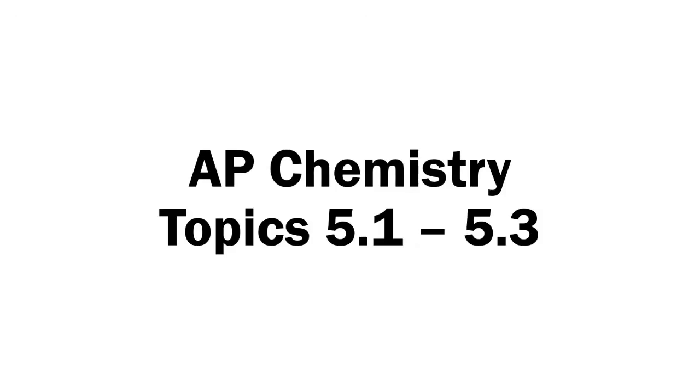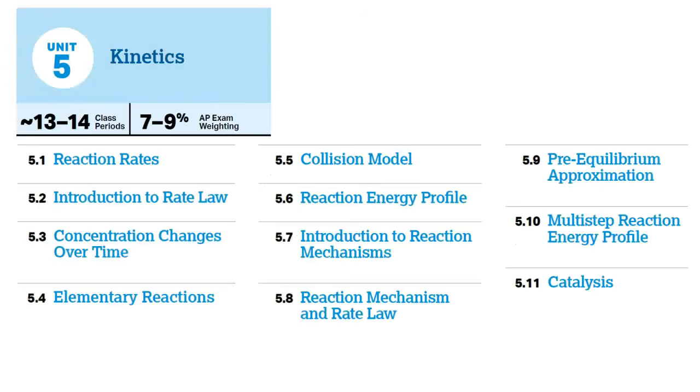These are the answers to the AP Chemistry packet that covers topics 5.1 to 5.3. On this slide, you can see Unit 5 at a glance. Unit 5 is entitled Kinetics. In this video, we will take a look at topic 5.1, Reaction Rates, topic 5.2, Introduction to Rate Law, and topic 5.3, Concentration Changes Over Time.